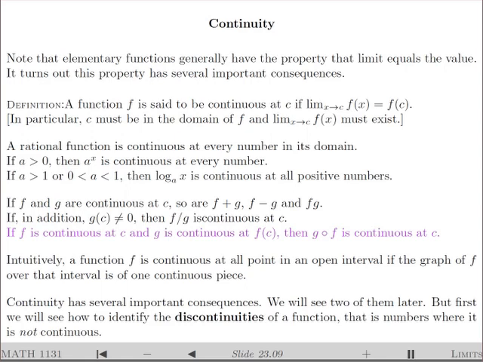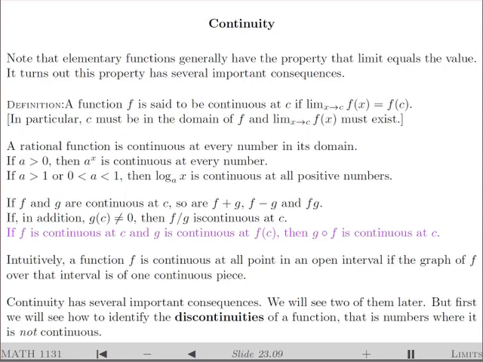So, what does continuity mean? Where does the name come from? The name really comes from functions which are continuous at every number in some interval. If that happens, then the graph of f will be a single continuous piece with no holes, breaks, or asymptotes. Conversely, if the graph is a single continuous piece with no holes, breaks, or asymptotes, then the function is continuous at every point in that interval.